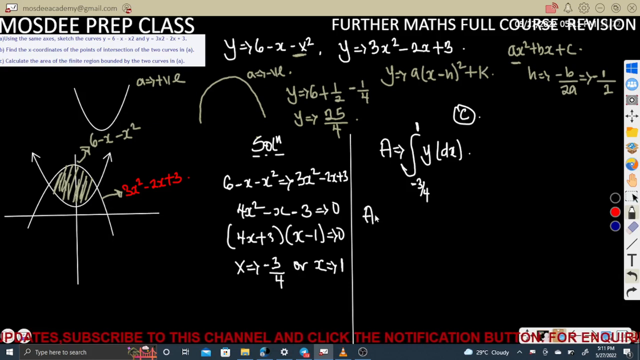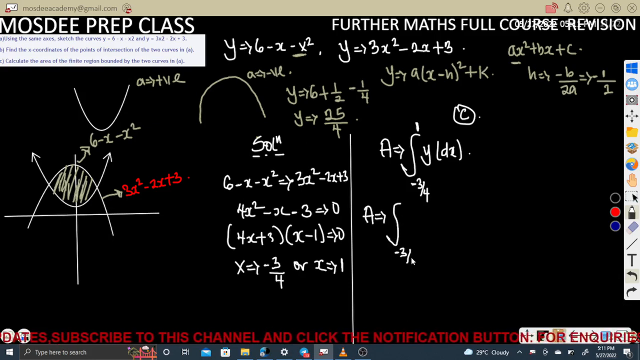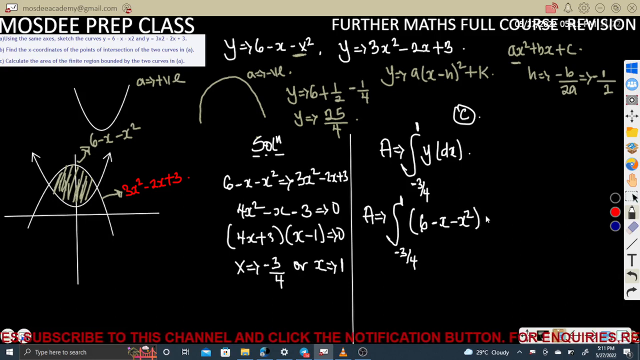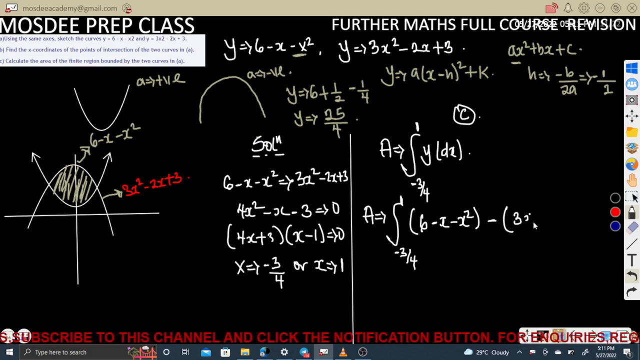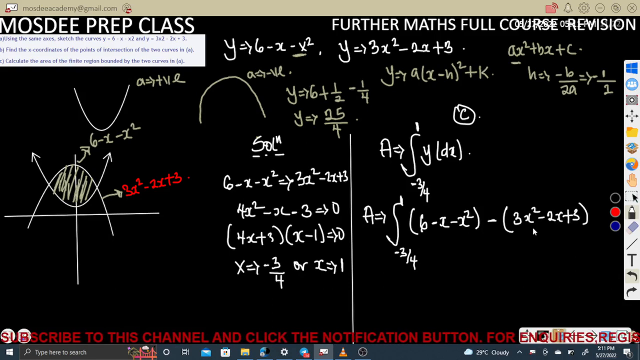So the area of the coordinates, teachers should focus on this place because there is no point not to talk about this because it's going to come out. Then we are taking limit from negative 3 by 4 to 1 of the difference between the integral of 6 minus x squared, the first curve, dx, minus, I'm doing it directly, the second curve, 3x squared minus 2x plus 3. I know for Further Maths students, many of our teachers have actually helped us to understand the basics of how to do a deeper integration directly without wasting time. So this one, you do that.